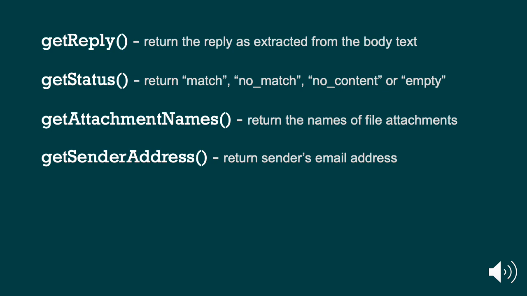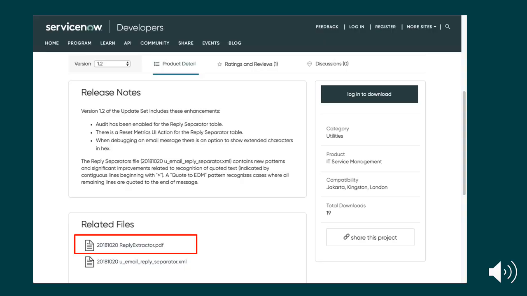Version 1.3 of the reply extractor provides some new functions to allow greater customization of your inbound action. For example, there is a function to return a list of the file attachments. If the status is empty or no content, then you might want to update the comments or the work notes differently, depending on whether or not the sender attached a file. These functions are documented in more detail in the PDF documentation. There is also an interface for debugging the separator patterns against an individual email. Please take the time to download and review the PDF documentation.